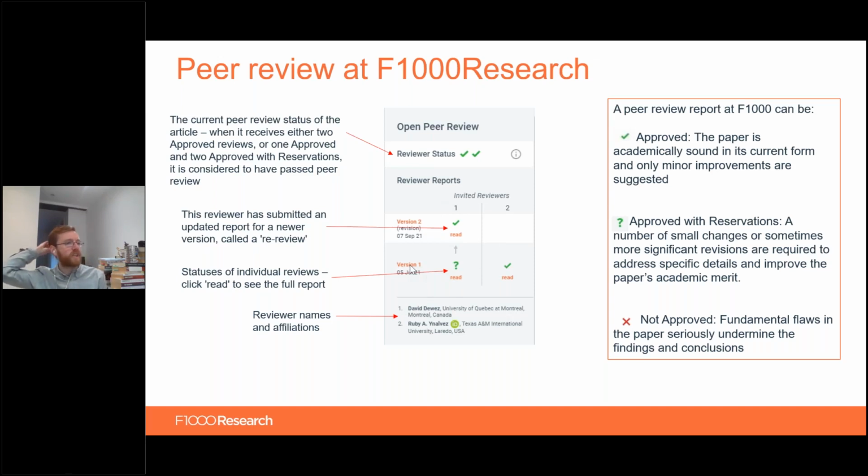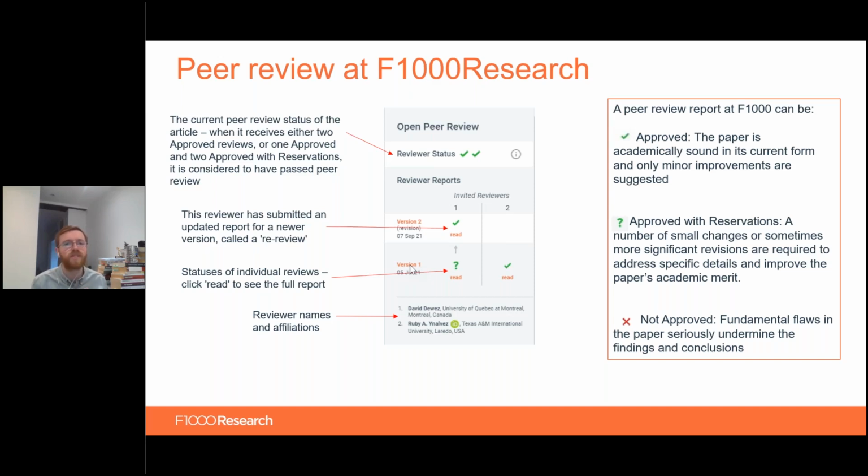Generally, we aim to get 2 reports per article, ideally from different countries, as we've said, to get multiple perspectives on the work. And once a paper has been awarded 2 reviews of whatever status, that's when we usually consider a paper to have gone through the first round of peer review.